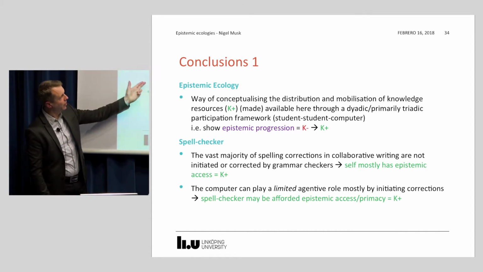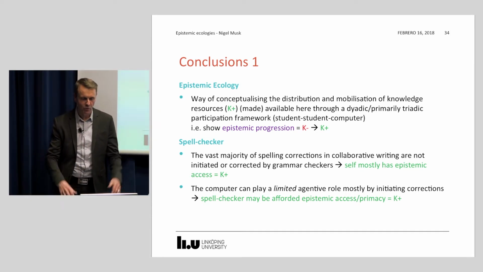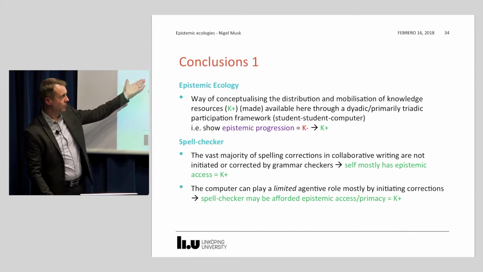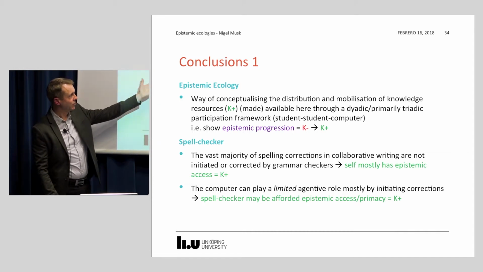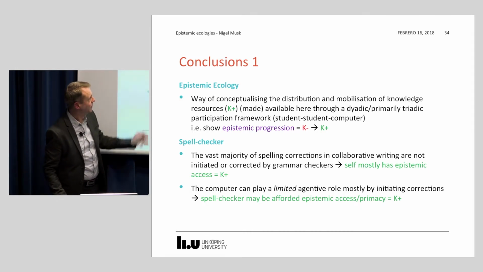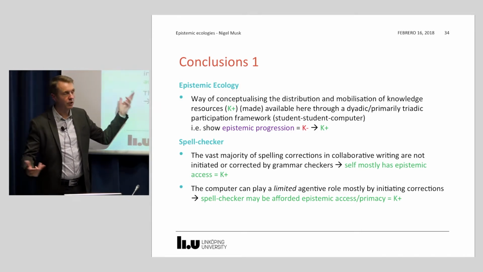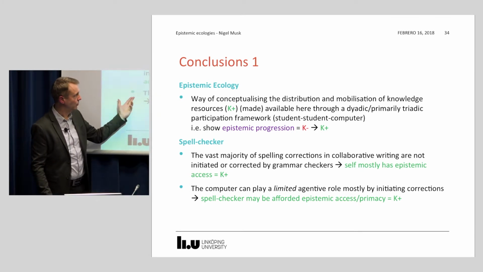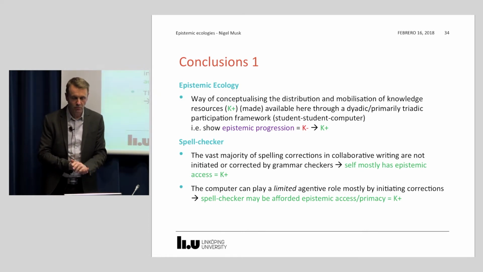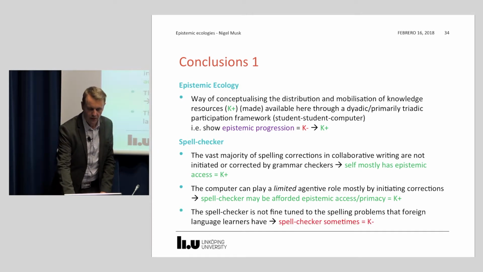In terms of the spell checker, so now I'm drawing on stuff that I haven't really shown you, but it's drawn on the work from the whole collection. That most of the spelling corrections are initiated and corrected by, I should say, sorry, spell checker, not grammar checker. And then the typist is the one who mostly shows epistemic access by fixing these problems. But the computer can play this limited agentive role by initiating corrections. That's the most obvious case.